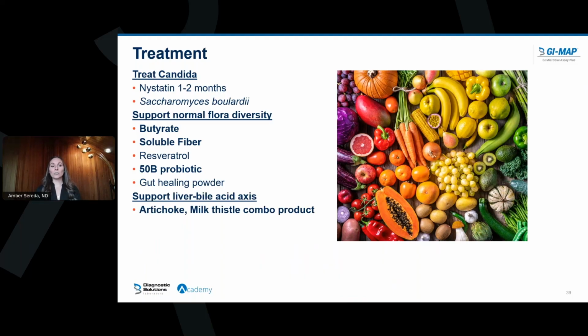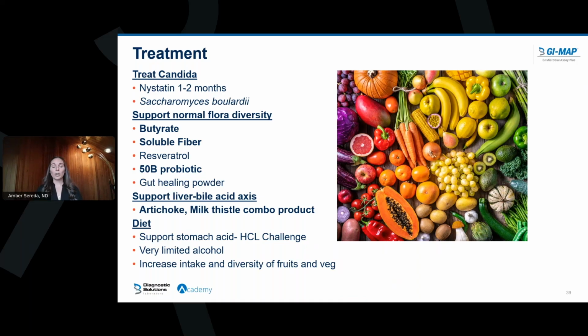I also wanted to support the liver bile acid axis here. And so I picked a combo product that contained artichoke, which helps to modulate that bile acid pool. So we want to make it potentially a little bit less irritating to the colon to decrease that diarrhea side of things. And the combo product also had milk thistle in it to support that overall liver function.